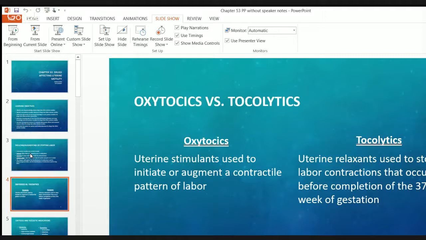They're used to stop labor or contractions that occur typically before the completion of the 37th week. Again, that is because typically past 38 weeks, we're fine with women being in labor. It's actually to be expected. So you see again, the medications in this chapter will fall into one of these two classifications. Oxytocics help labor progress. Tocolytics are then going to slow or stop labor.